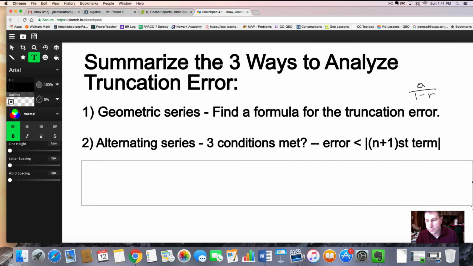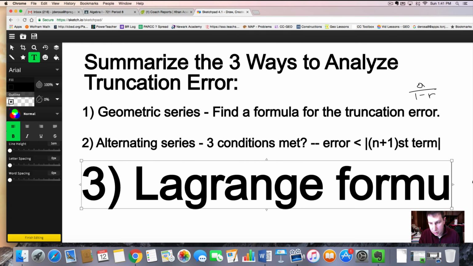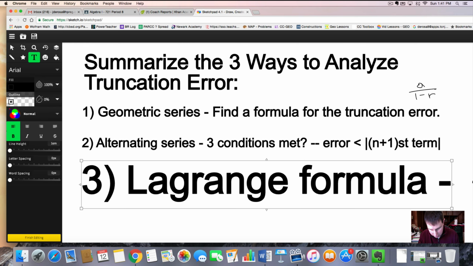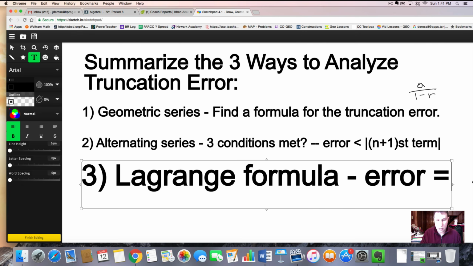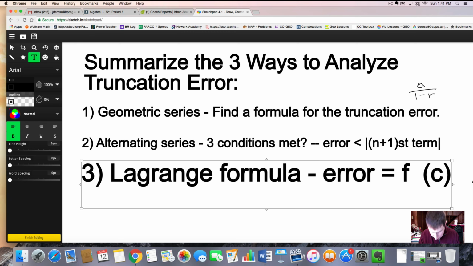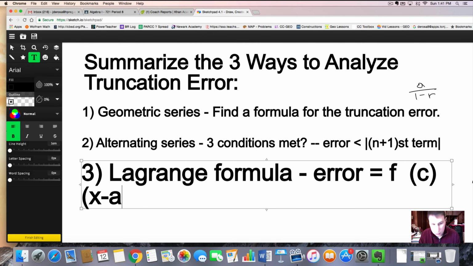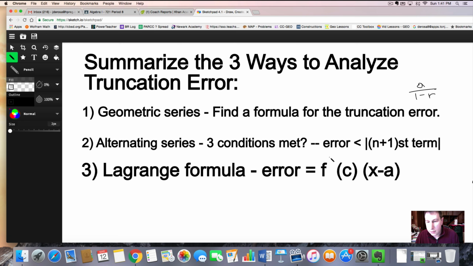Last but not least, we have the Lagrange formula, which works with any polynomial, and it says that the error is equal to f to the n plus 1 of c times x minus a to the n plus 1, over n plus 1 factorial.